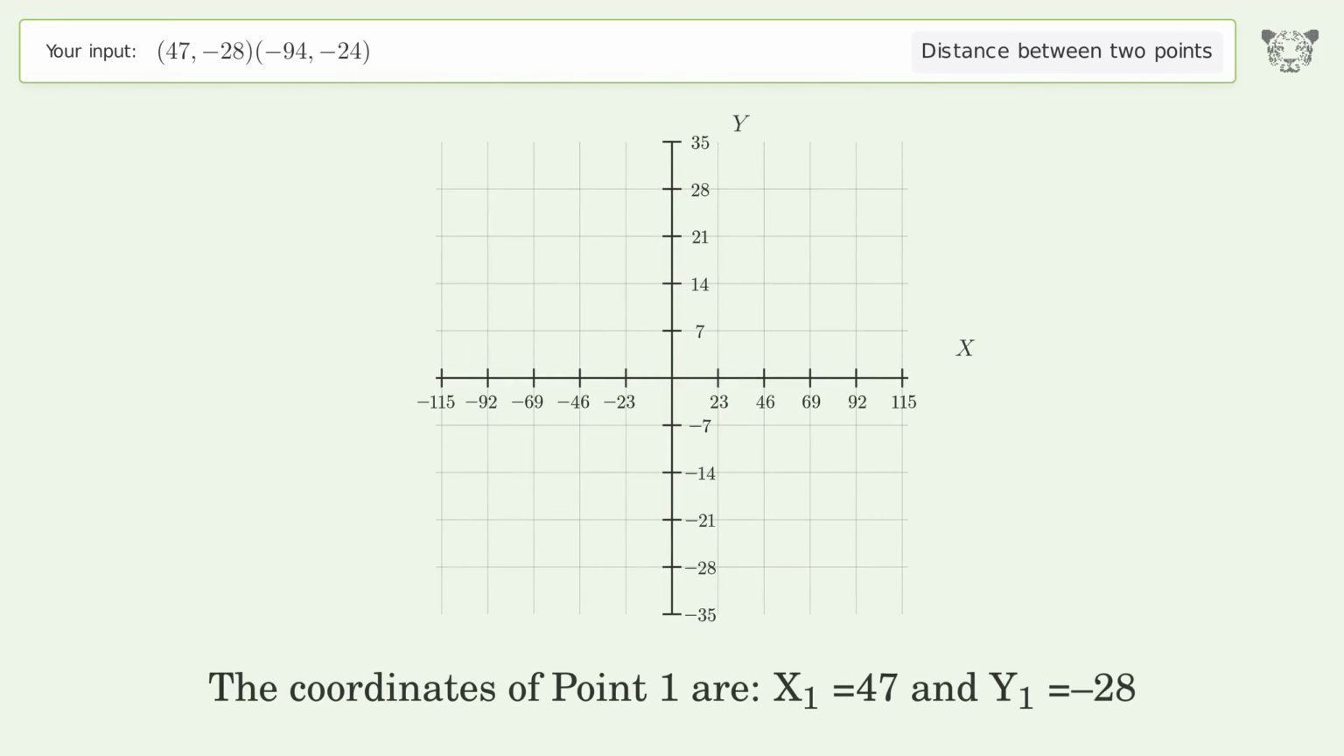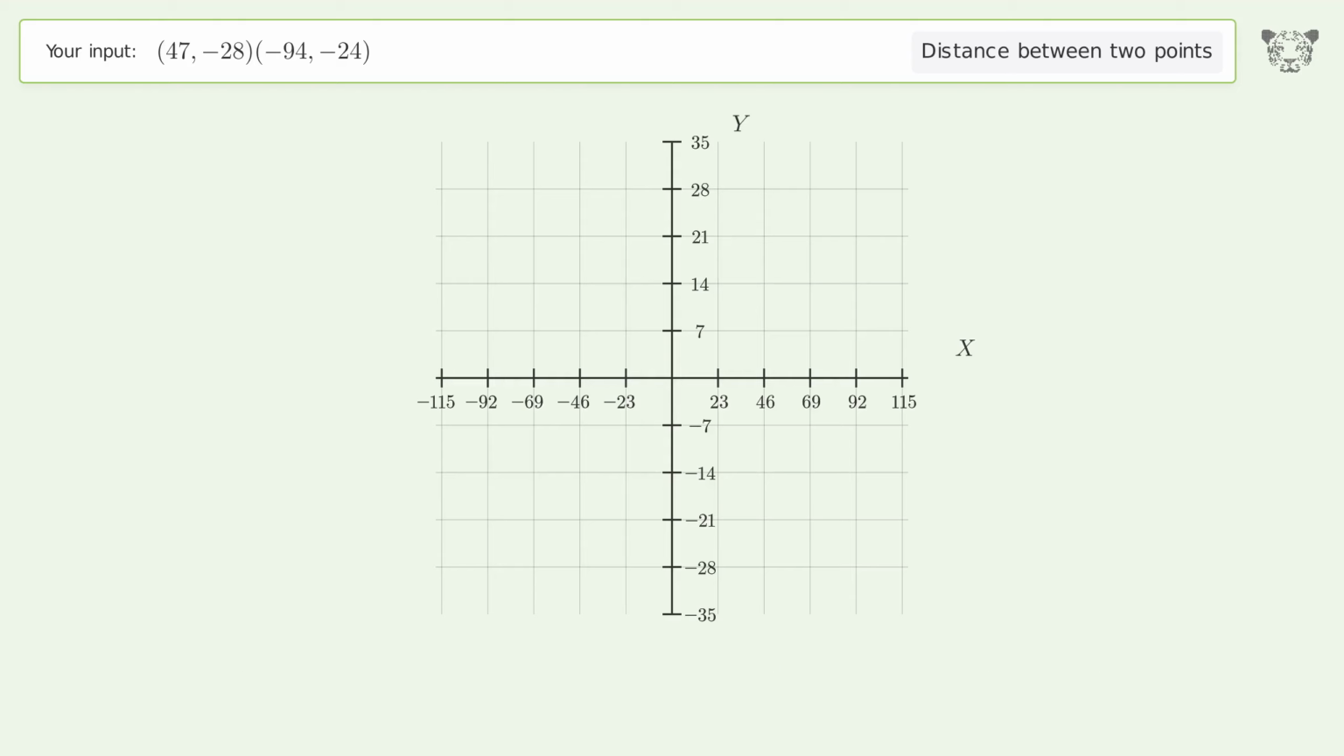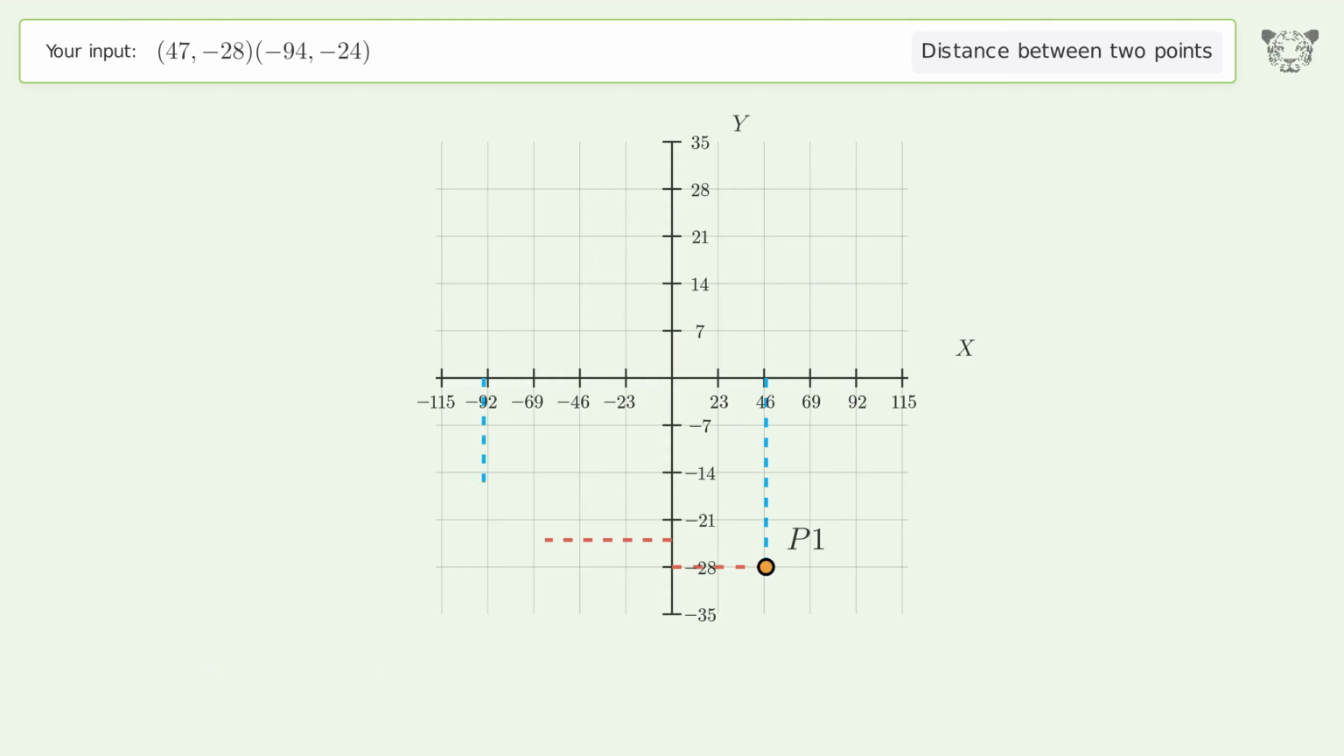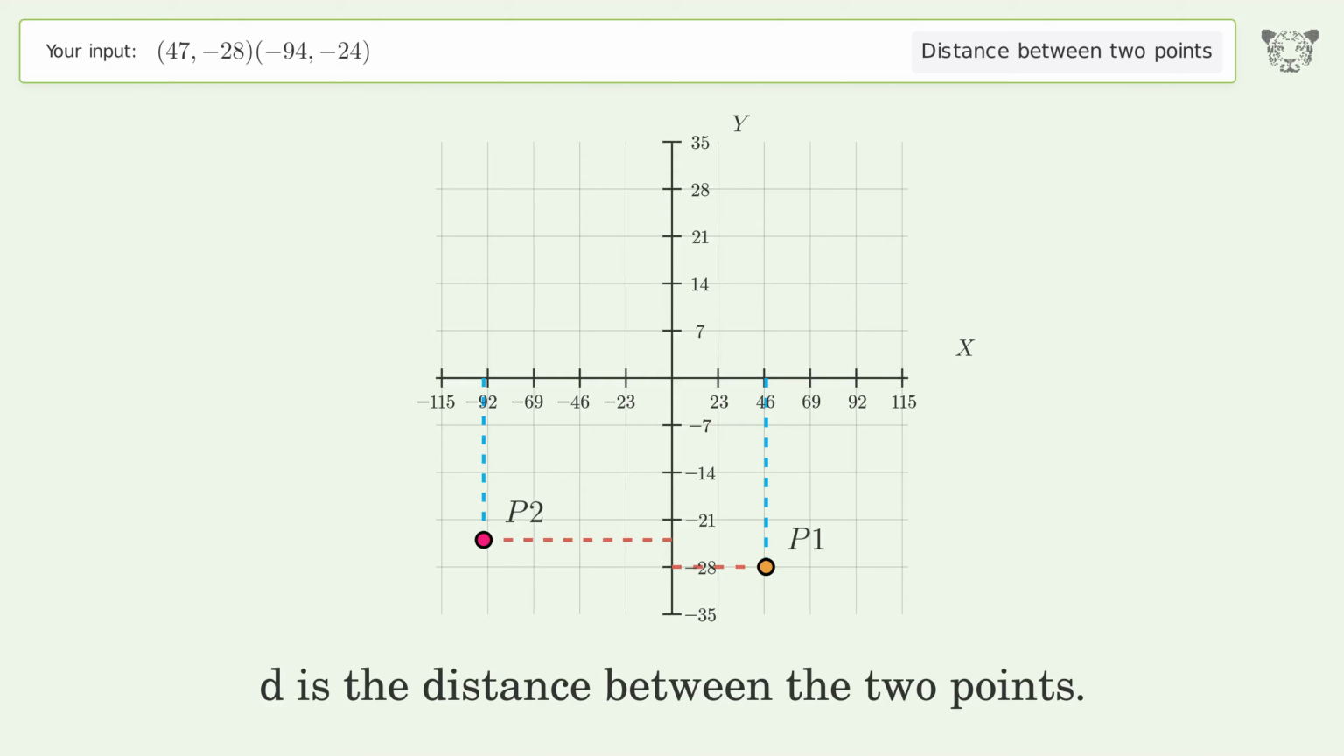The coordinates of point 1 are x1 equals 47 and y1 equals negative 28. The coordinates of point 2 are x2 equals negative 94 and y2 equals negative 24. D is the distance between the 2 points.